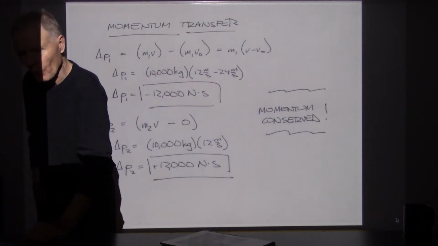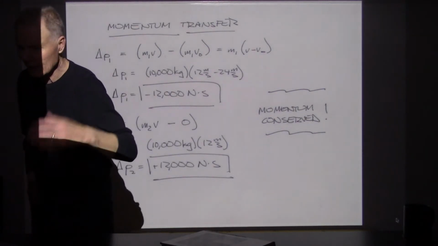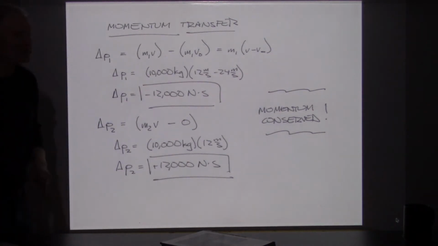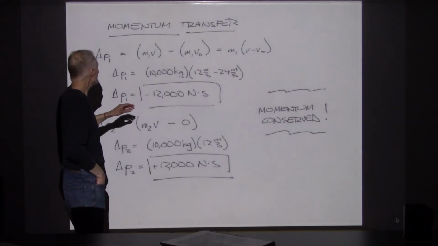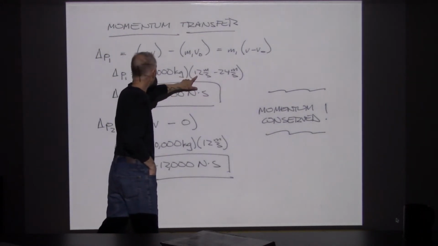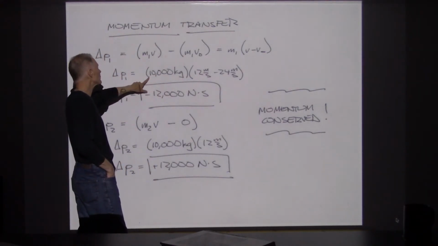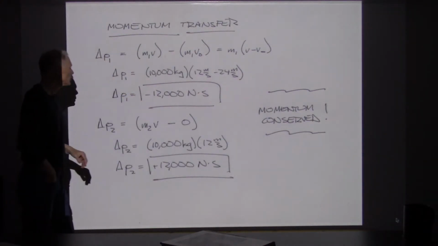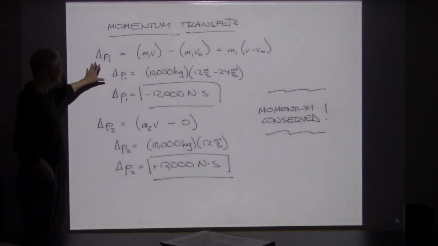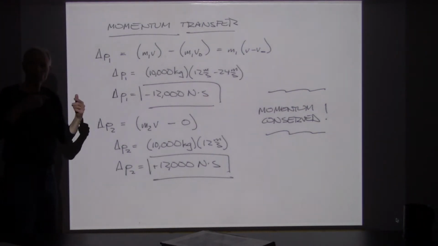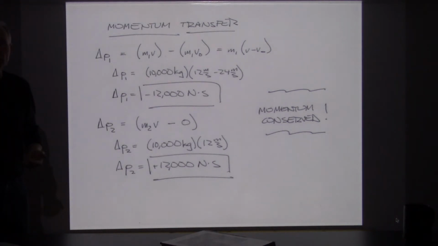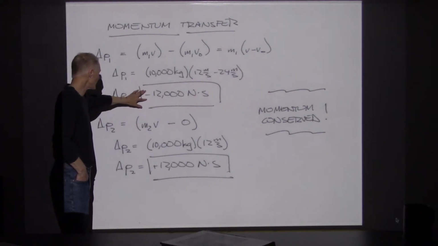It's 120, right? Okay, these have got to get bumped up by a factor of 10. Yeah, I've miscounted the zeros. Sorry about that. So this is going to be 12 times, not 1,000, but 12 times 10,000. This needs to be 120,000 newton seconds. So initially, car 1 had 240,000 units of momentum. It lost 120,000 units of momentum, and that's indicated right here.